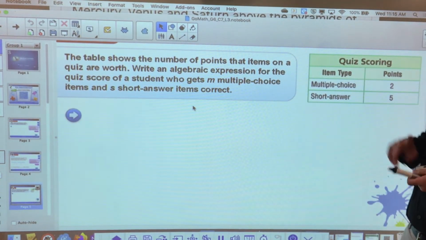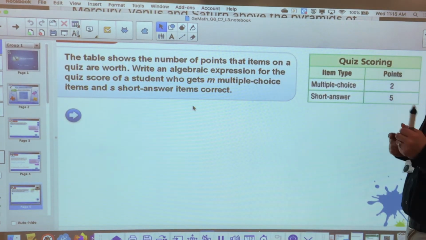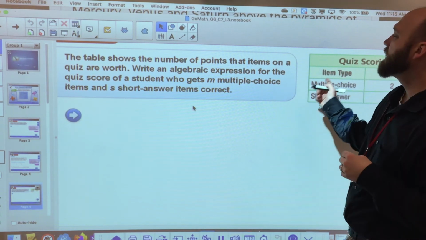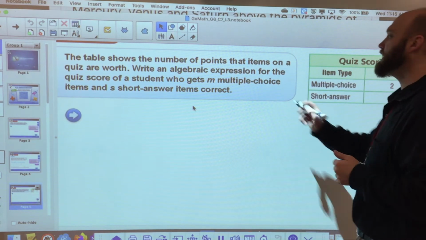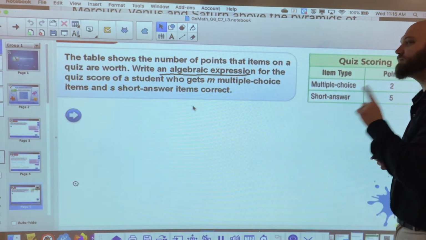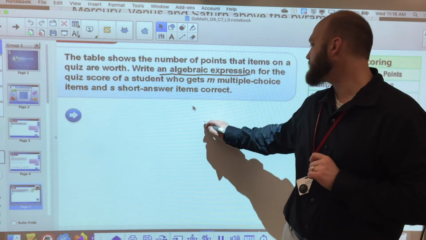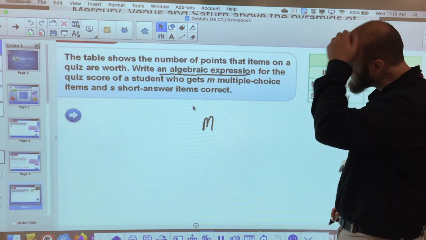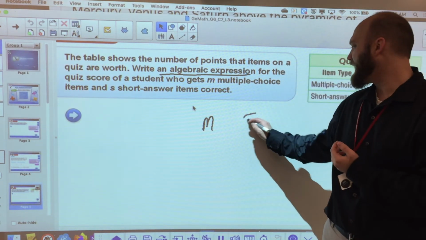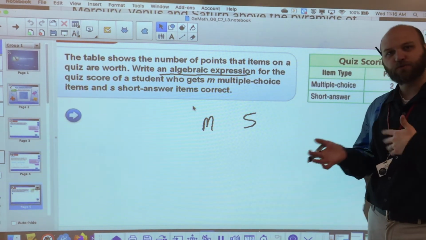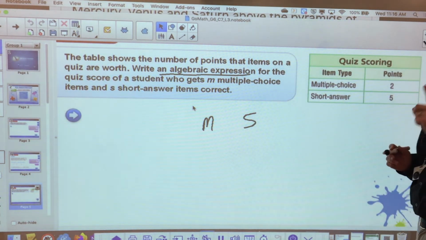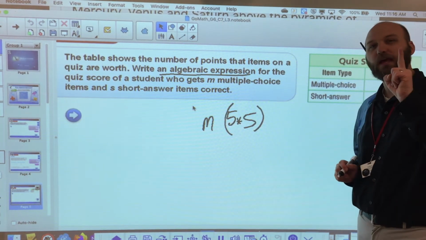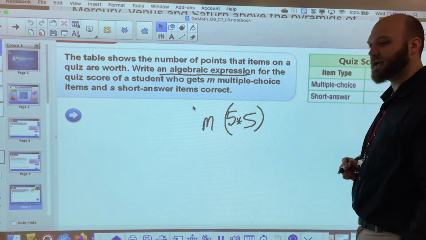So in this case, quiz scoring: multiple choice is worth 2 points and short answer is worth 5 points. This is a little bit more up my alley for when I'm grading papers. The table shows the number of points that items on a quiz are worth. Write an algebraic expression for the quiz score of a student who gets M multiple choice and S short answer items correct. Okay, so M is multiple choice and S is short answer. Well, I know that every short answer is worth 5, and I'm going to block those into one thing, right? So 5 times whatever short answer number I get.